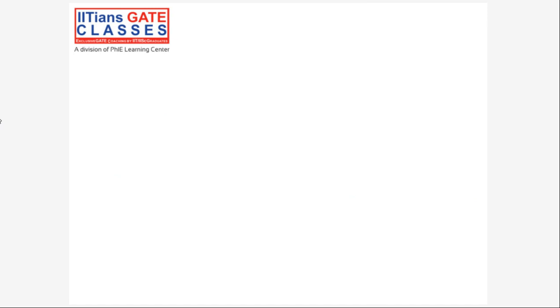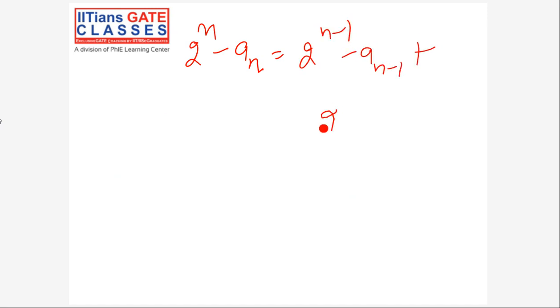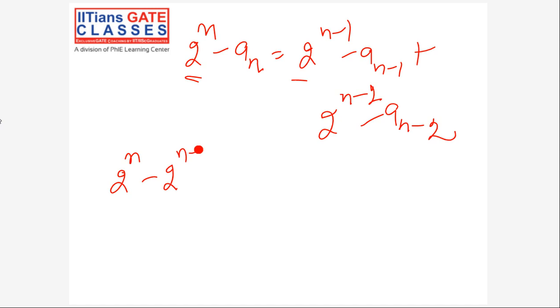So a_n dash was 2^n minus a_n. a_{n-1} dash was 2^{n-1} minus a_{n-1} plus 2^{n-2} minus a_{n-2}. Alright, so now when you try to solve this, all the 2's and all, I'll bring to one side. So let me bring it on the LHS: 2^n minus 2^{n-1} minus 2^{n-2} is equal to a_{n-1} minus a_n minus 2.